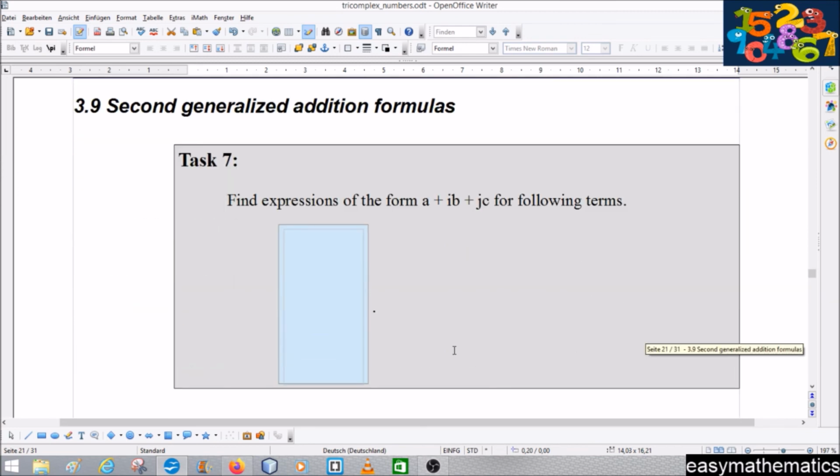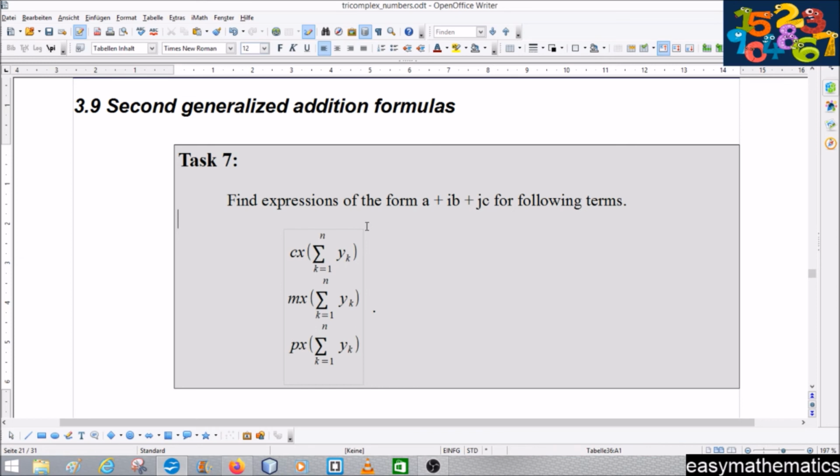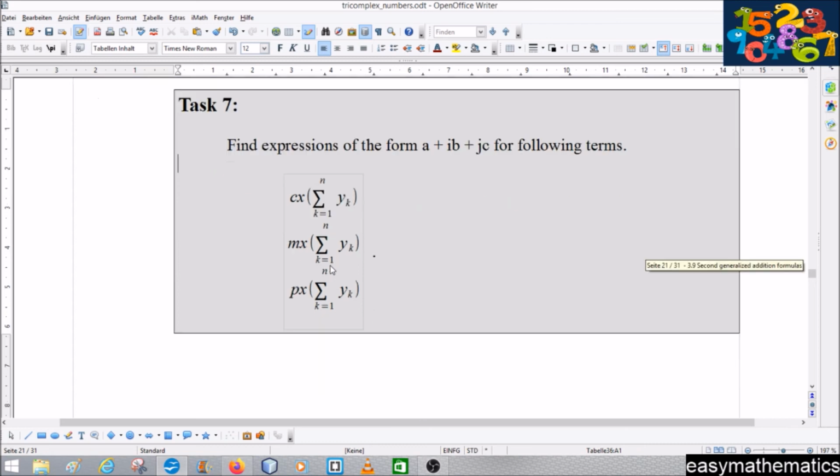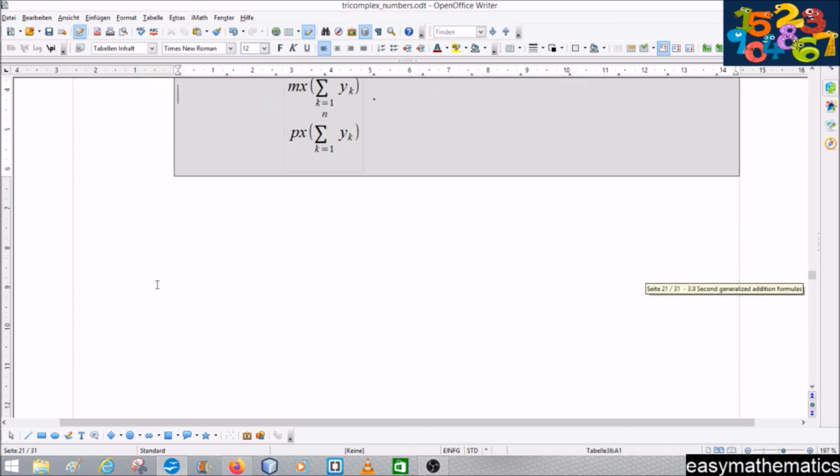And the second generalization: addition formulas. Find expressions of the form a plus ib plus jc for the following terms. Not the multiple argument formula, so if the arguments of cx, mx, and px itself are sums. We have seen the special cases if all j, k are 1, and your task is to find expressions in terms of cx, mx, and px. Have fun.